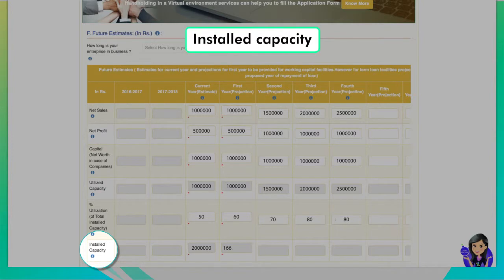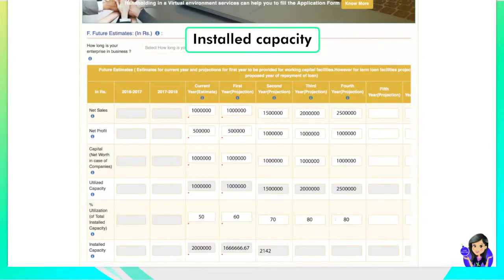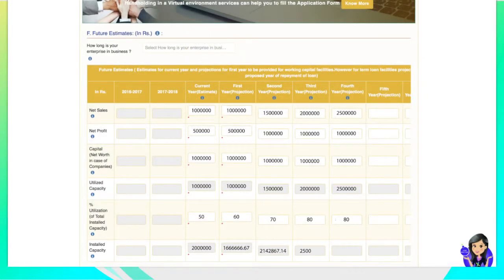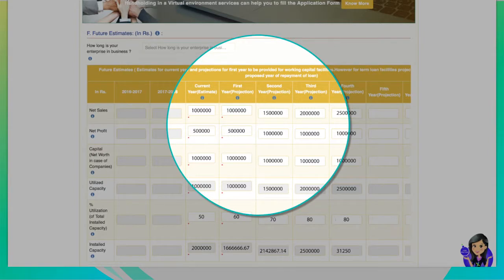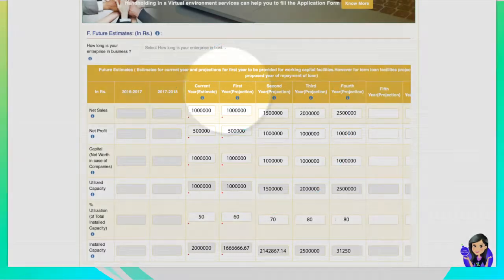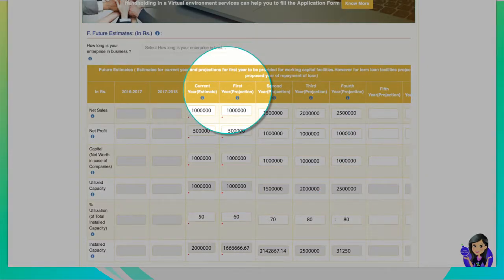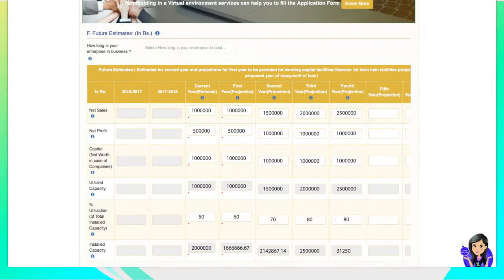Installed capacity is the maximum level of output that a unit can sustain to make a product or provide a service. The applicant can fill in estimates for the current year and has the option to give estimates up to the 7th year. The current and the first year projections are mandatory.